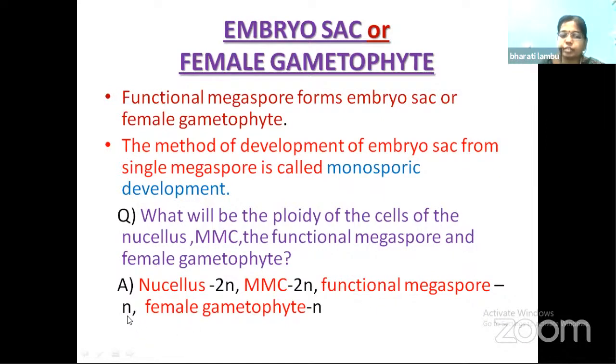It is haploid, because from the megaspore mother cell, reduction division or meiosis has occurred. So 4 megaspores are formed. All the 4 are n. So the functional megaspore is also n, that is haploid. Inside this functional megaspore, the female gametophyte or the embryo sac is present. It is also n. Inside the female gametophyte, the egg is present. The egg is also haploid. So all the gametes will be haploid only.